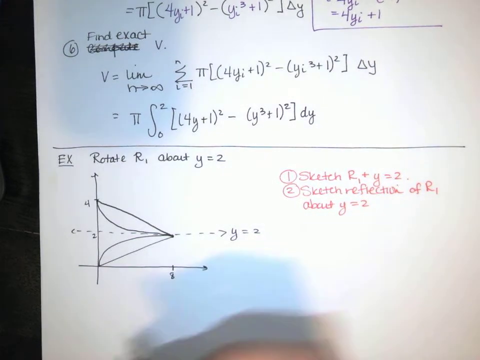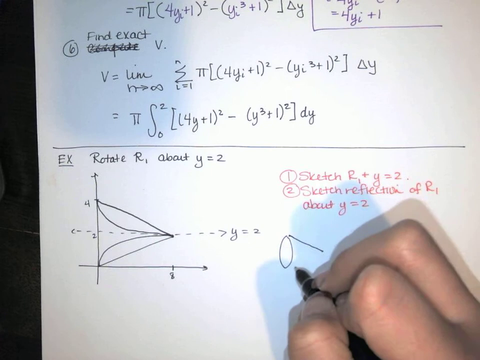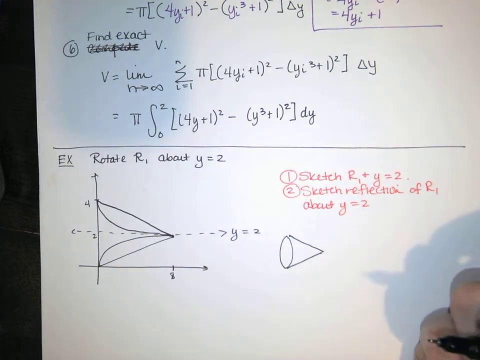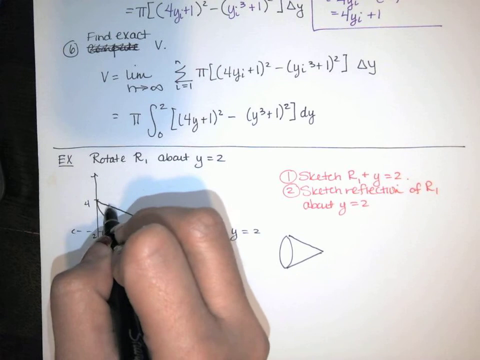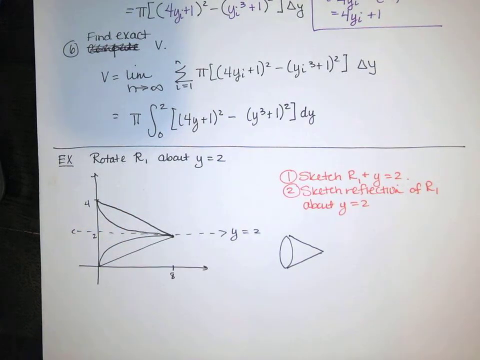If you look at this, when you look at the solid, it's going to look like this from the side. It's going to look like a cone. But if you look inside the cone, it's going to have like this piece taken out. It's sort of weird, like a bugle shape.